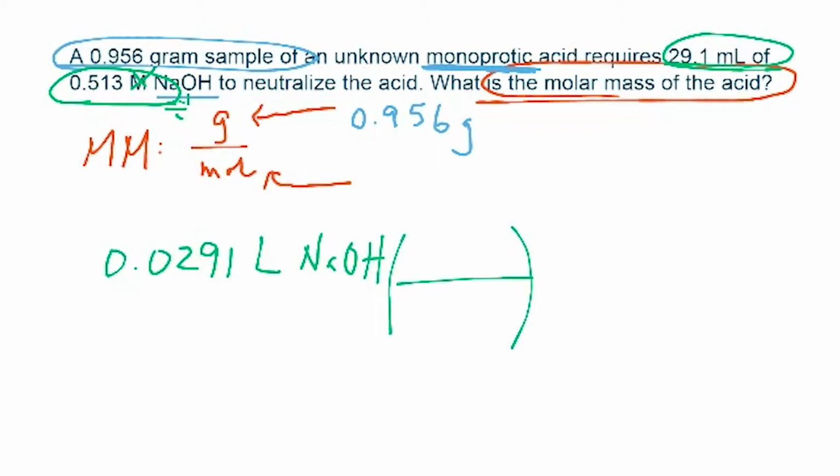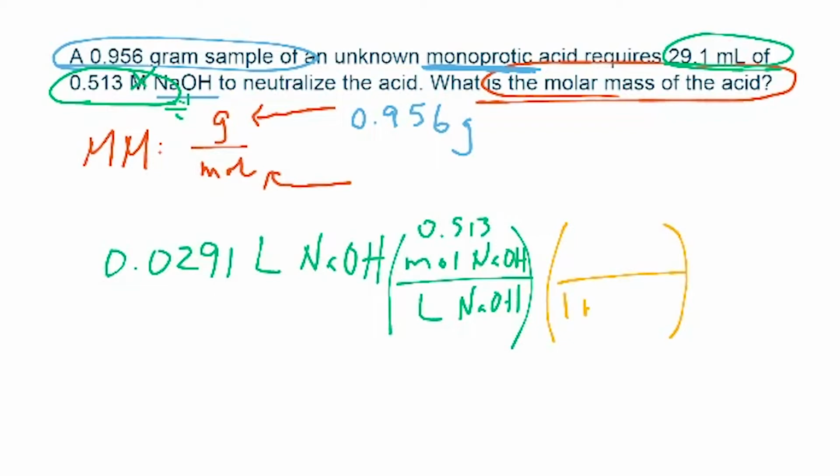And of course, it's the concentration, the molarity that does that. I need liters on the bottom to cancel, which means I have 0.513 moles of sodium hydroxide in the numerator. Now I'm ready to use my mole ratio. Again, we know from the language in the problem that the mole ratio is 1:1. So 1 mole sodium hydroxide in the denominator to cancel, and 1 mole of my acid, my unknown acid, in the numerator.